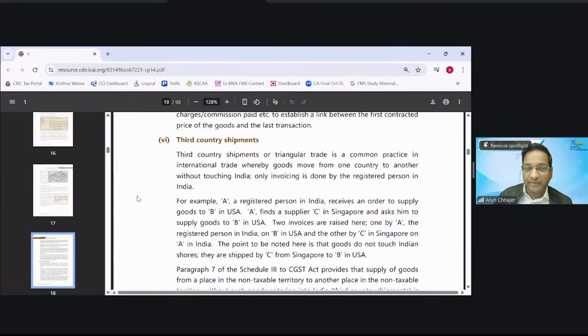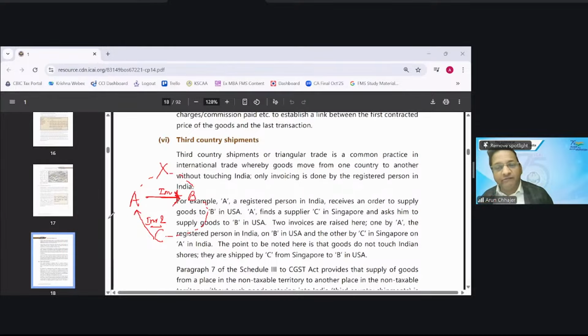C. This is also very important. A is making the supply of goods to B, but actually C directly supplies to B, and A does not make any movement of the goods. But what happens? C will raise the bill to A and A will raise the bill to B. Invoice number, let's say, 1 and invoice number 2. Will this be considered as export of the goods by A to B? Yes or no?